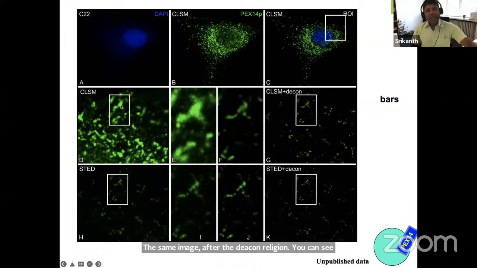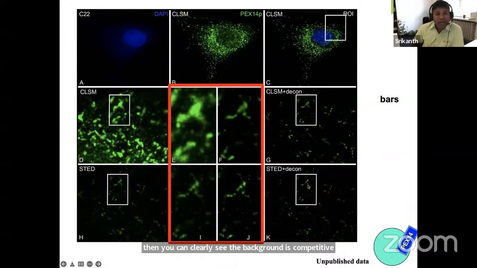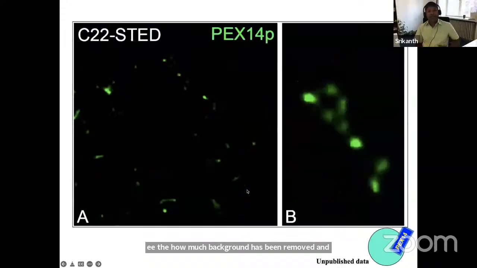Then the same region is again subjected to STED microscopy on the same machine. Then you can clearly see the background is completely removed. Then the STED image again goes through deconvolution. Here you can clearly see the confocal microscope image after deconvolution, and then the STED microscope image after deconvolution. You can see how much background has been removed, and we are able to get a nice resolution.